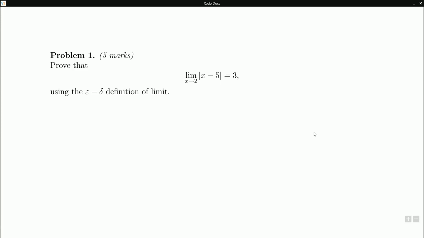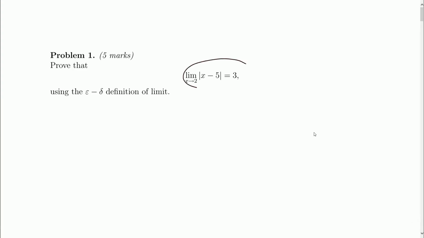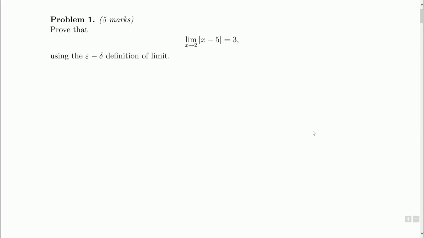So problem number 1: prove that the limit as x approaches 2 of the absolute value of x minus 5 equals 3. Use the epsilon-delta definition of a limit. We might have done one slightly non-linear one in class, but we gave you a worksheet that had a couple of these on there, and hopefully you've taken a look at them, especially if you're a little nervous about your epsilon-delta definitions.